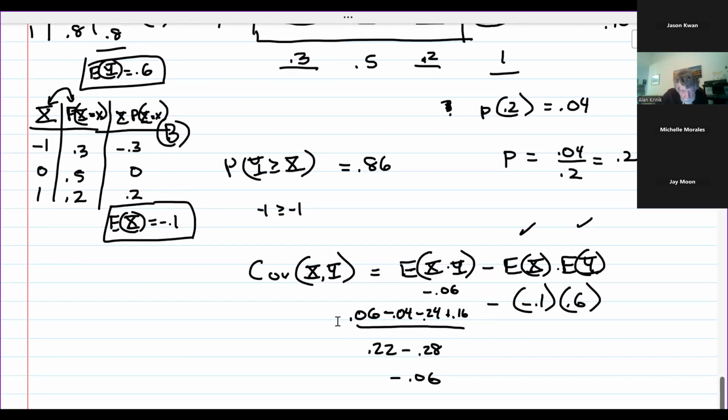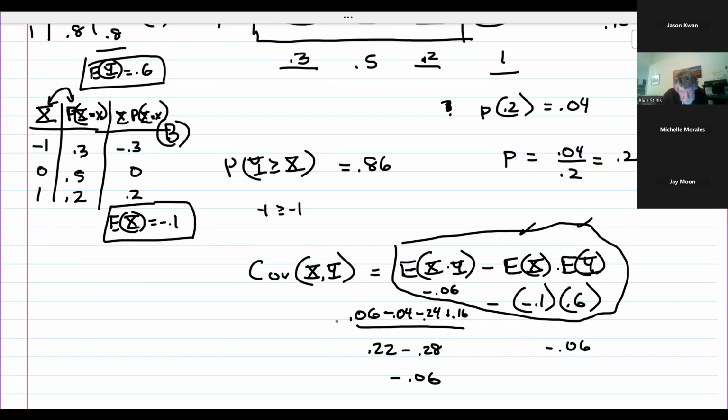Okay, so what is the covariance? It's whatever this turns out to be. But look, it's -0.06. The two minuses here would be a plus, and 0.1 times 0.6 is positive 0.06. So it actually has a nice answer, which is 0.